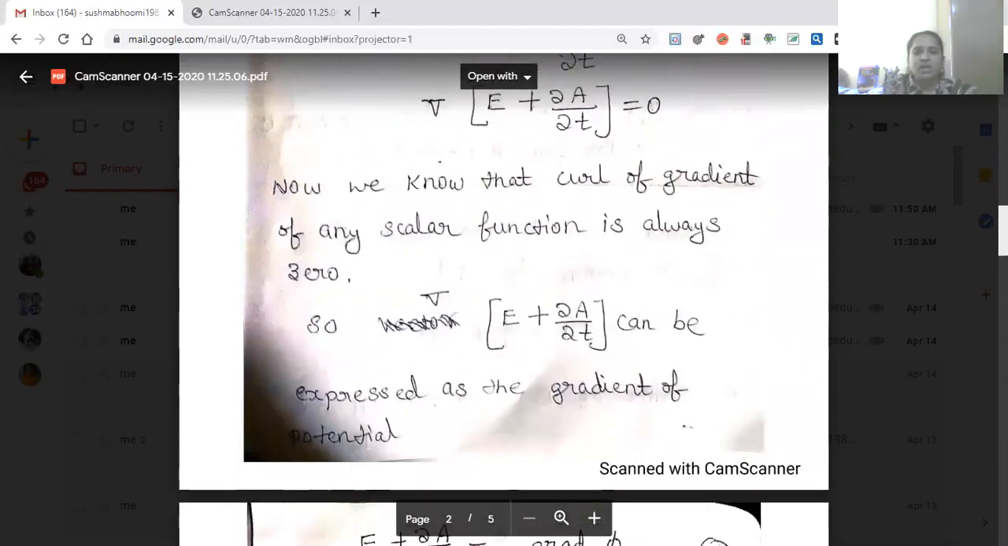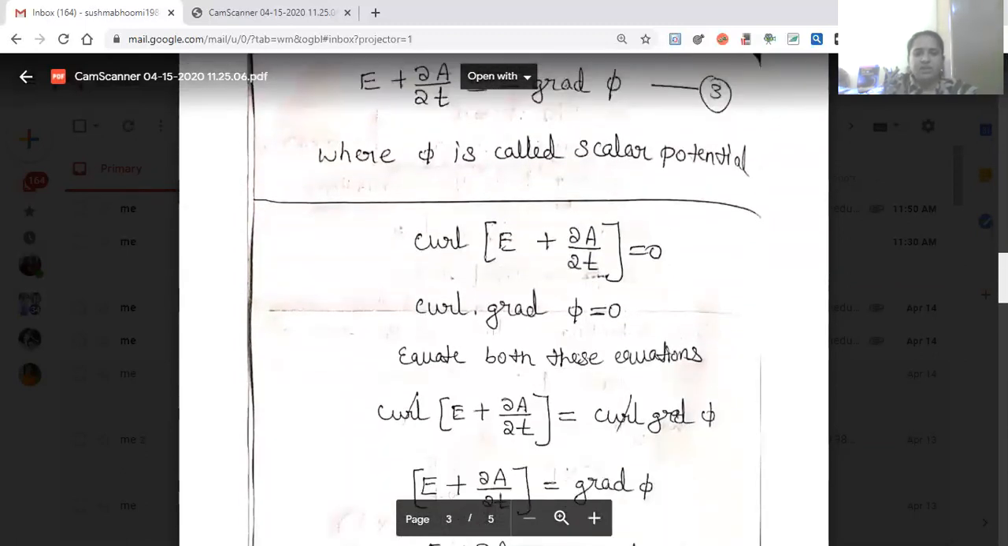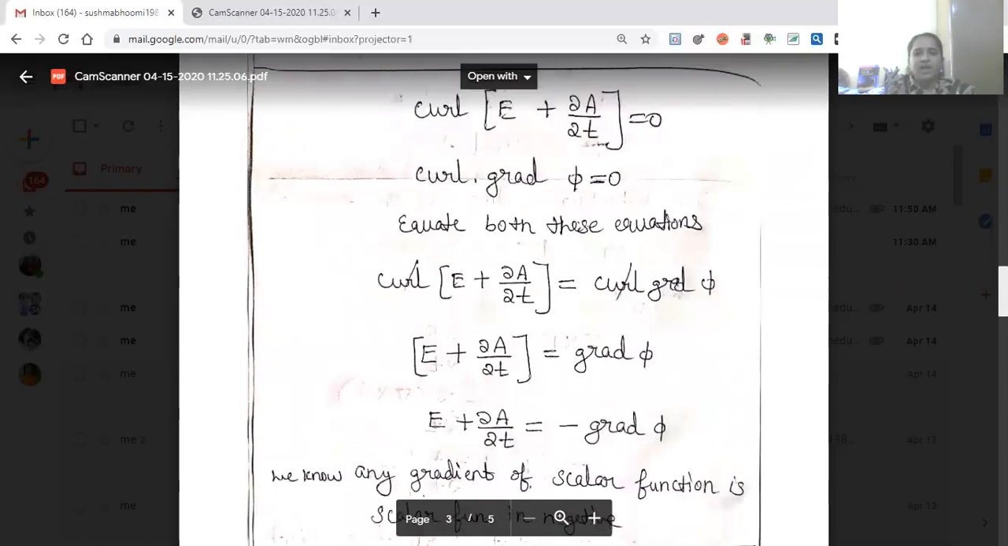As we know, curl of gradient of any scalar function is always 0. We'll check these equations. Curl of E plus del by del t of A equal to 0, and curl of gradient of phi equal to 0. We equate the two: curl of E plus del by del t of A equal to curl of gradient of phi. The curl cancels, so E plus del A by del t equal to gradient of phi.